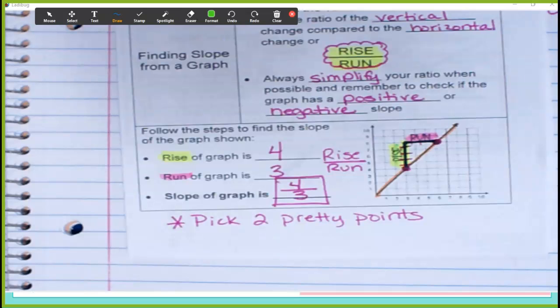Positive 4/3. So whatever it was on the graph right there is your answer? Yes. Whatever we actually counted, that would be our answer. The only difference is if we had a negative slope, then it would be a negative 4/3. And we're going to talk about that right now.